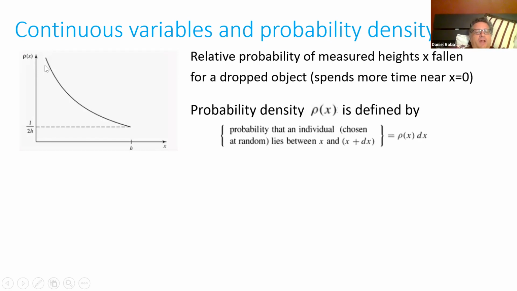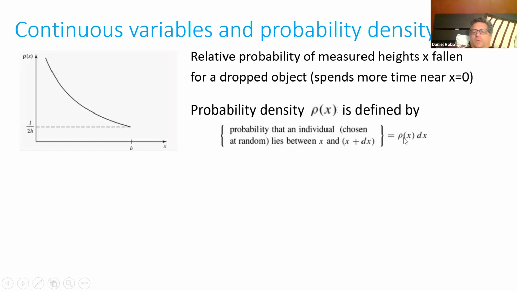Okay, so in fact, this is a probability density because the probability of finding any one particular height to the nth infinite decimal place is actually 0. We're always dealing with a range. And so the probability density reflects that. It says that the probability density rho of x is defined by the probability that an individual measurement of the height chosen at random lies between, say, x and x plus dx, a small interval here, is the probability density rho x times dx.